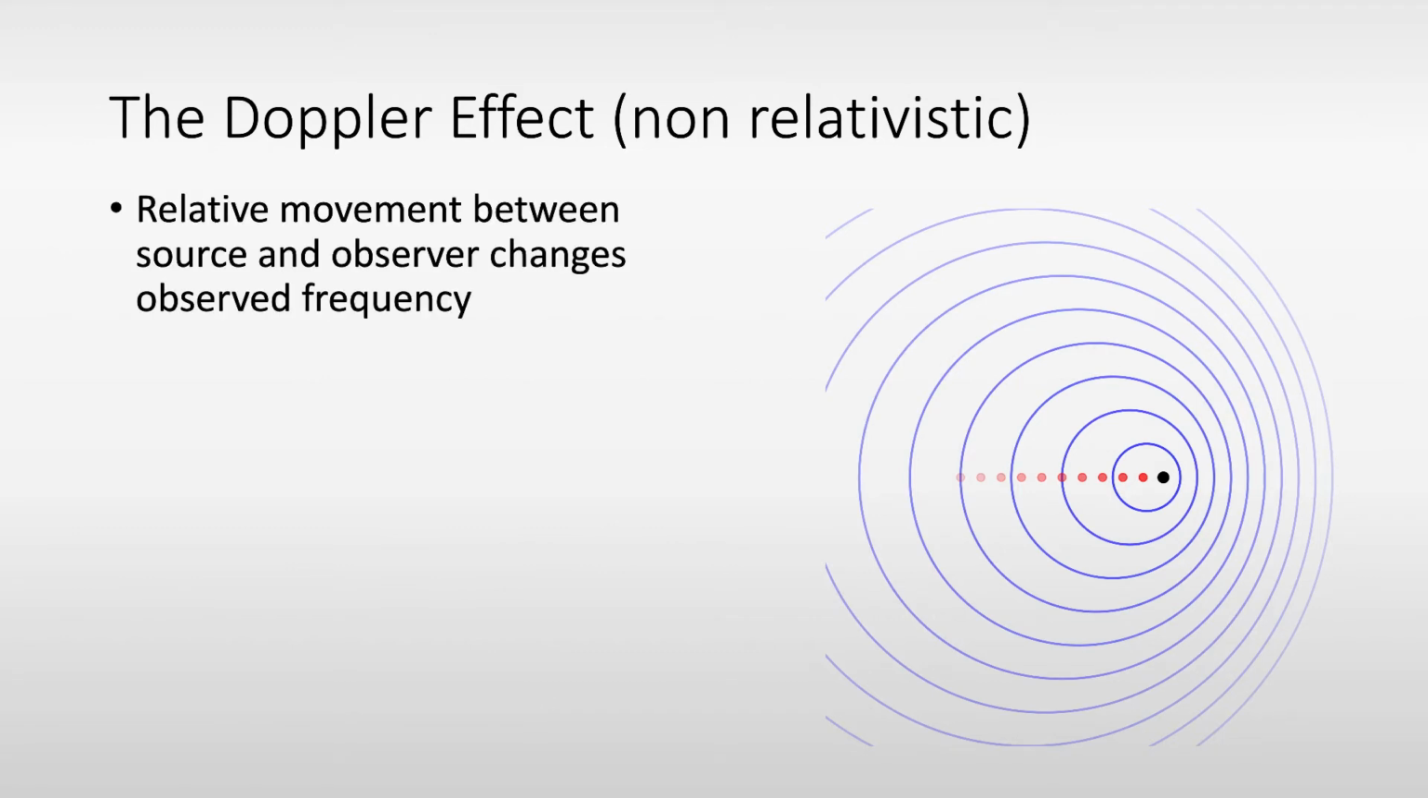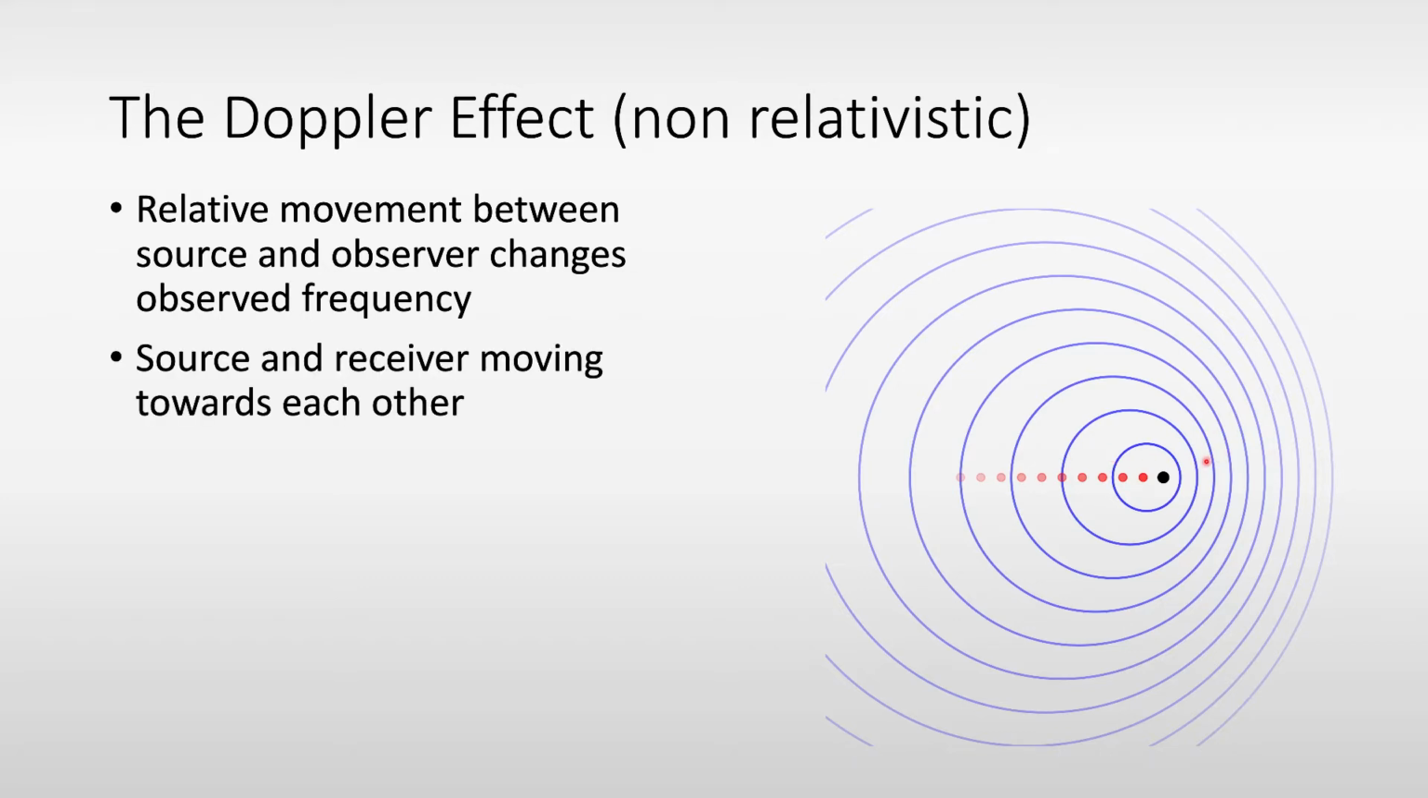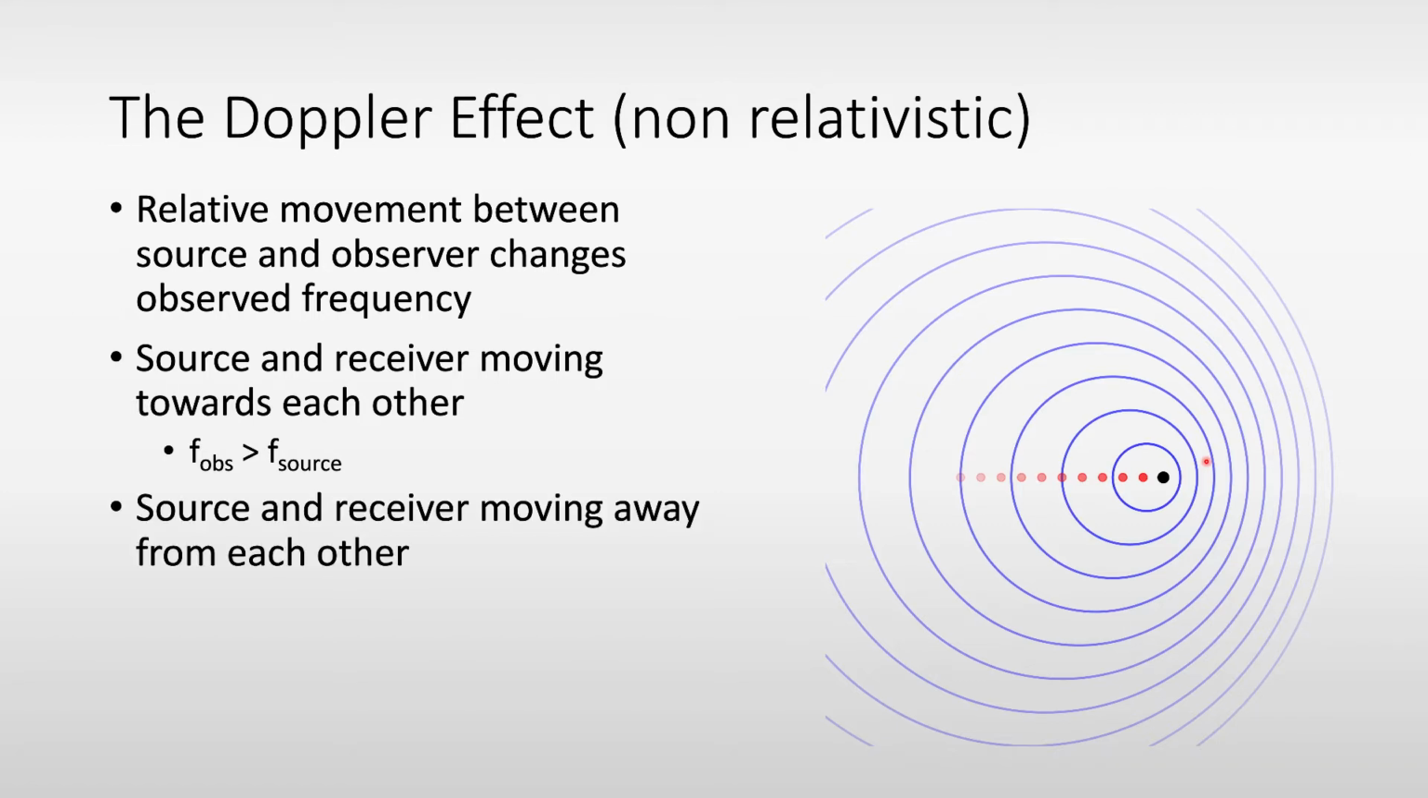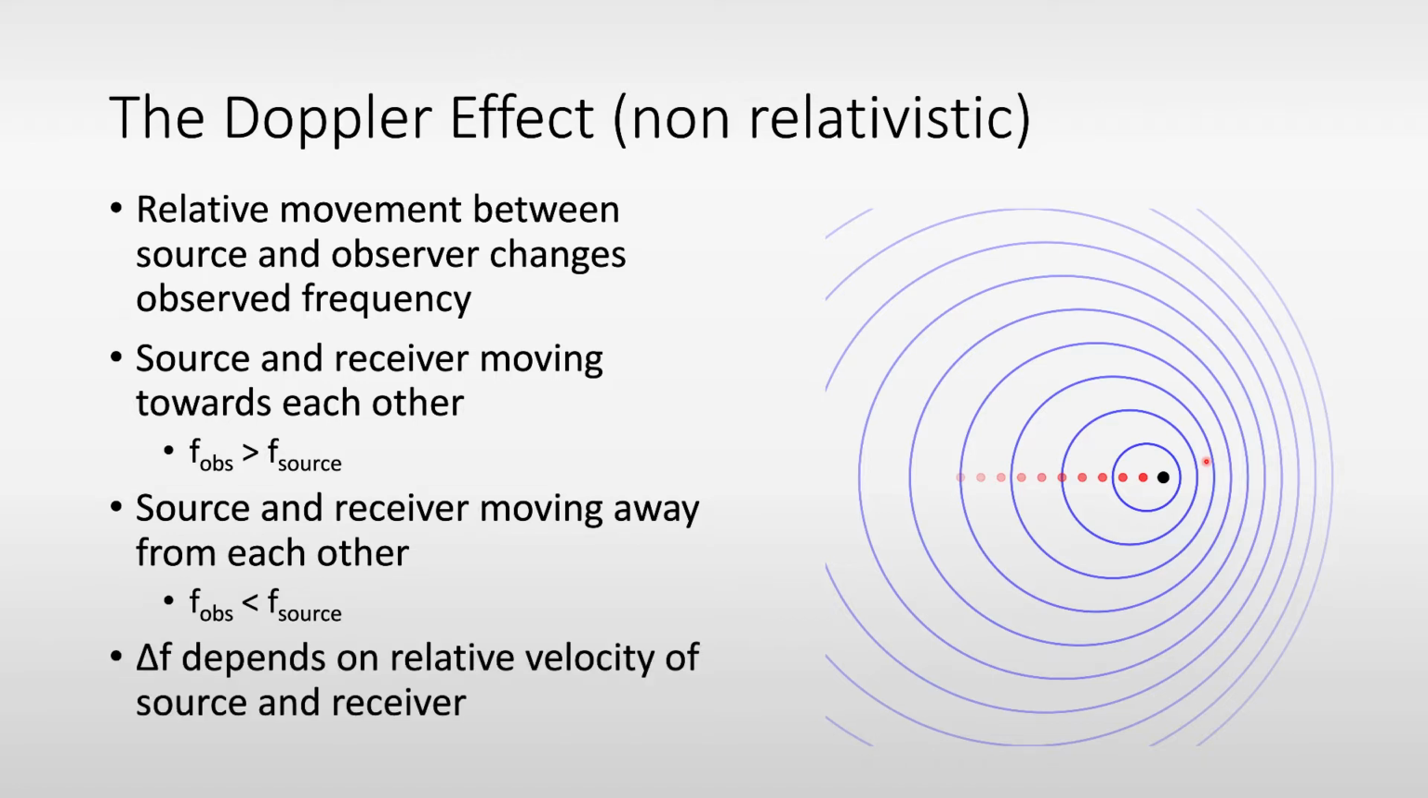In this case, it arises from relative movement between the source and the observer, resulting in changes of the observed frequency. So as a sound source is moving, it can catch up with the sound waves it is emitting. If the source and the receiver are moving towards each other, then the frequency the observer experiences will be different and higher to the frequency that the source perceives. If the source and the receiver are moving away from each other, then the observer would experience a lower frequency. This change in the frequency depends on the relative velocity of the source and the receiver.